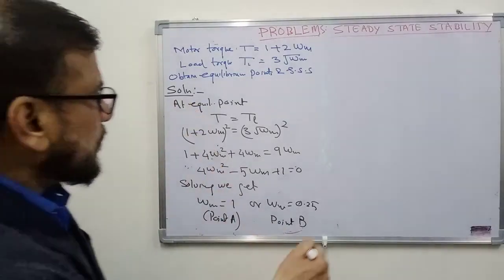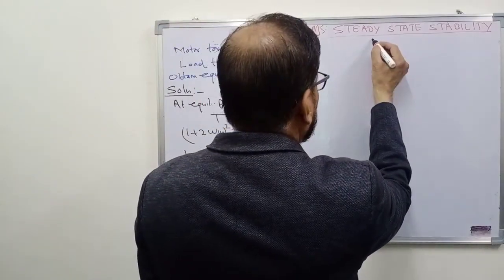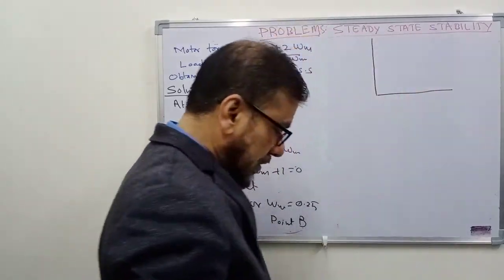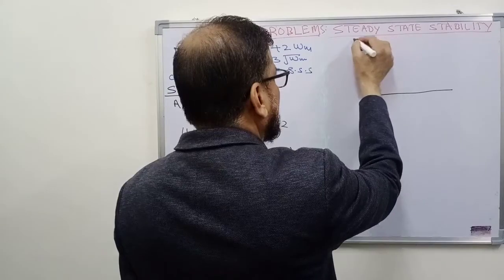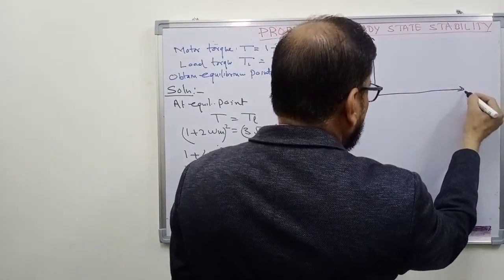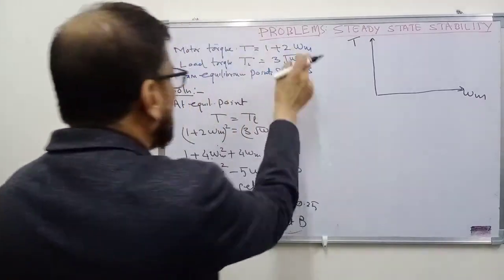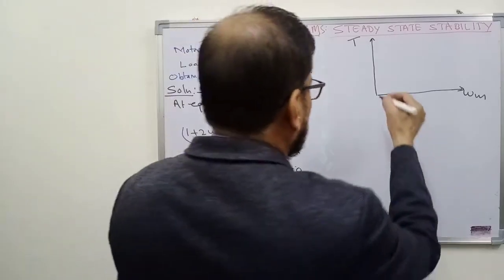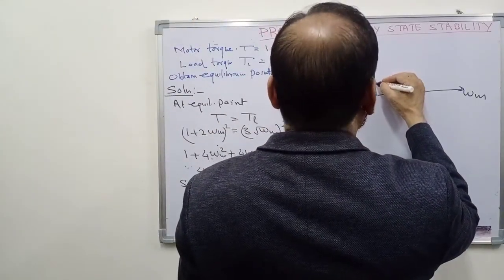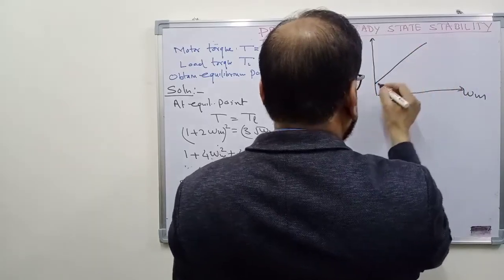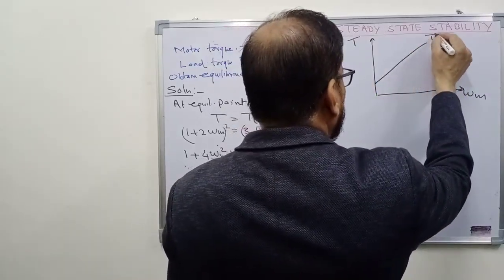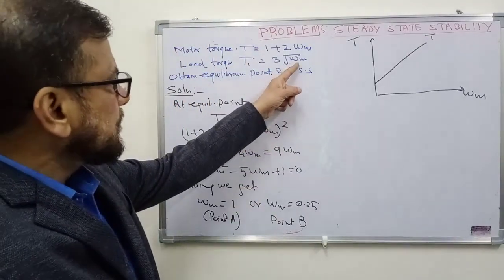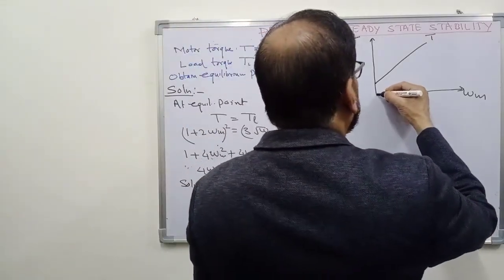You can show it graphically also. If you plot these 2 characteristics, it will be somewhat like this. So you have to take T on this axis because it is equation in this form. The motor torque is a linear torque, varying from 1, starting point is 1 plus 2 omega m. And the load torque is 0 at 0 speed, so it is somewhat like this.